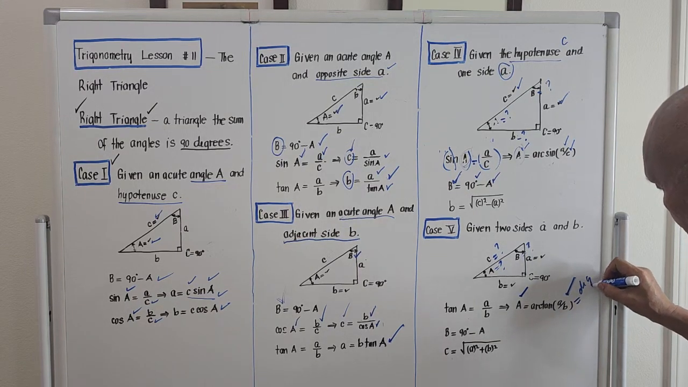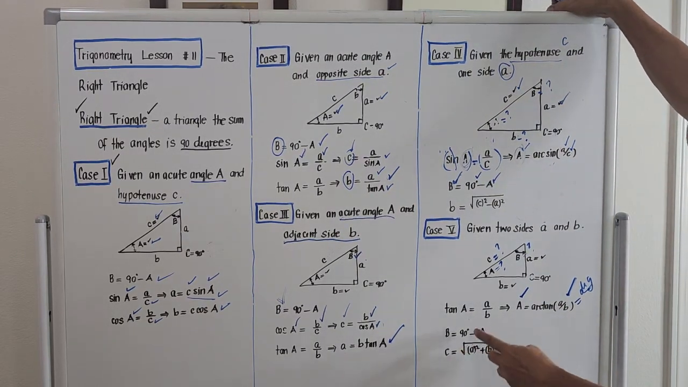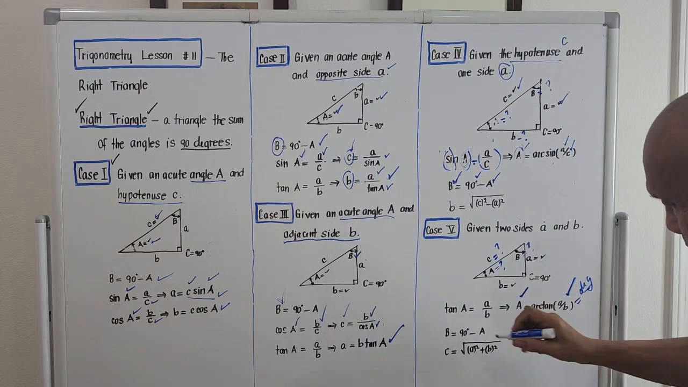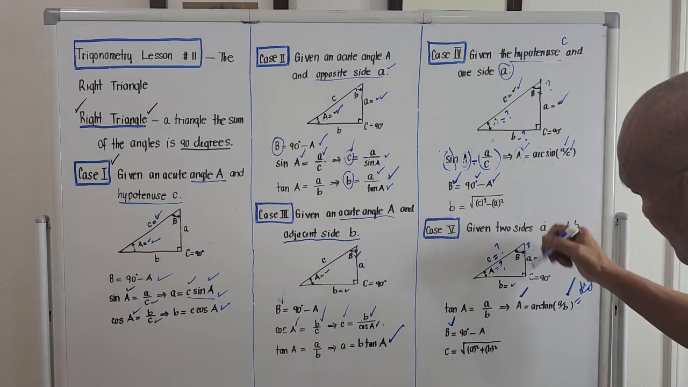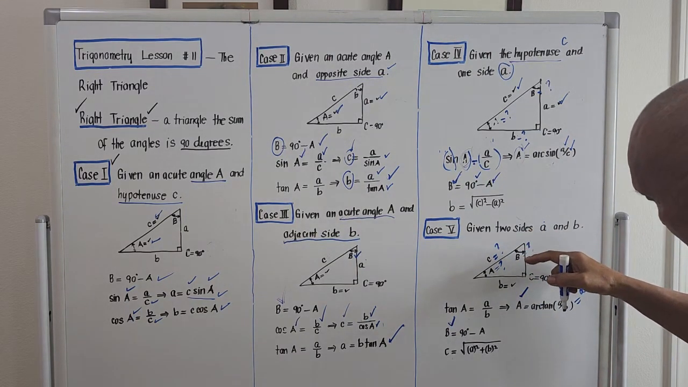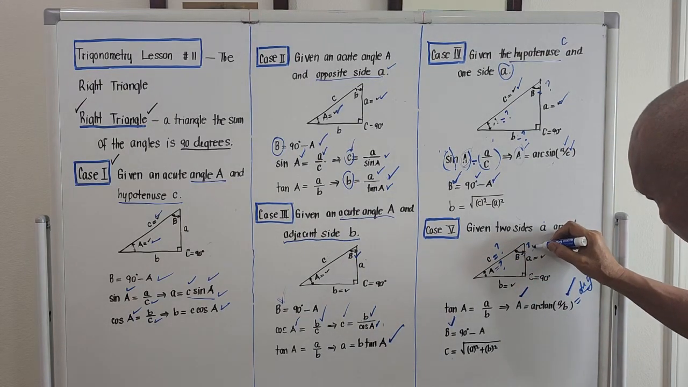Right? In terms of degrees. So A now will be in terms of degrees. So if we subtract A from 90 degrees, that will now be the value of B. Okay? We have computed for A already. We subtract A from 90 degrees, and that will now be the value of B.